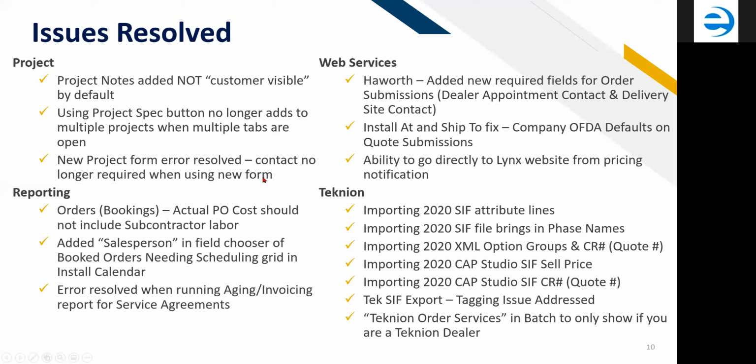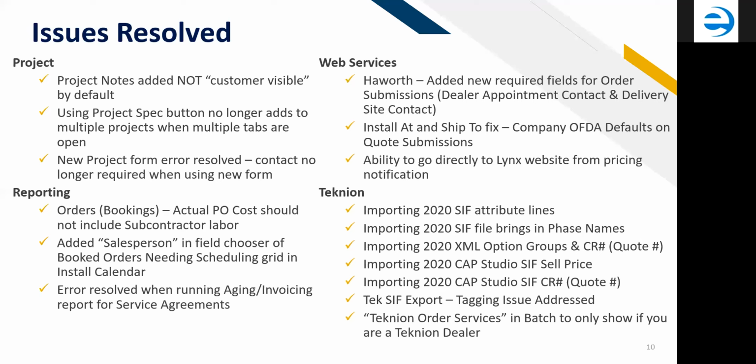As far as reporting goes, in the orders bookings analysis report, there was subcontractor labor being added into the actual PO cost. We want to make sure that we're keeping those separate, not double costing anything. So that's been removed from the actual PO cost. We've also added the salesperson as an available field in the booked orders needing scheduling grid. So in your install calendar, that bottom portion of the screen, salesperson wasn't an active field to use, so we added that in. We resolved an error when running the aging invoicing report for service agreements as well.